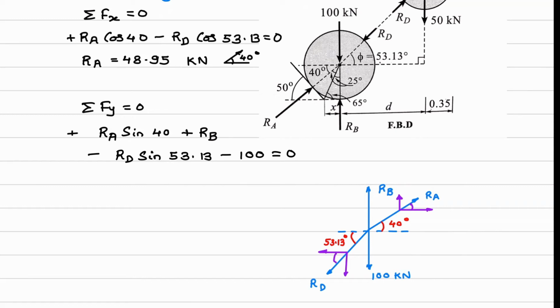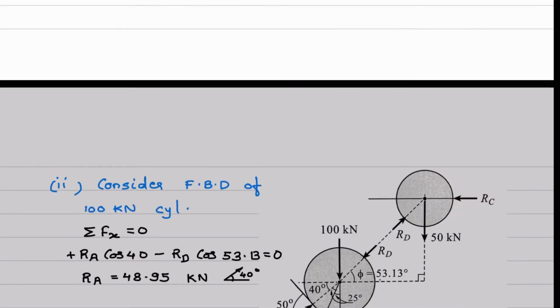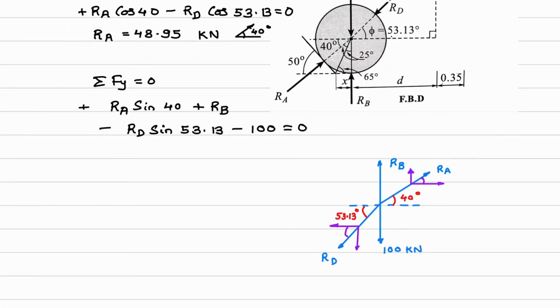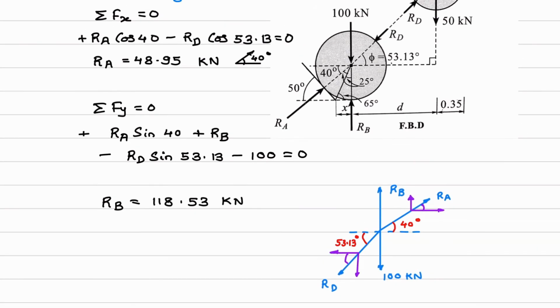So from here, if you recall, we have already calculated RA. This is the value of RA. Then the RD value we have calculated over here. This is the RD value. So substitute the values; the only unknown in this equation is RB. So I can write down the value of RB. RB is equal to 118.53 kilonewton. This is positive, so our assumed direction of reaction, which is upward, is correct. So this will be in upward direction.